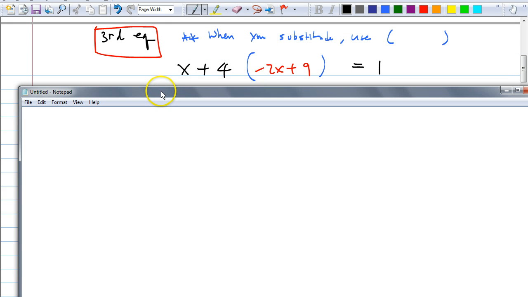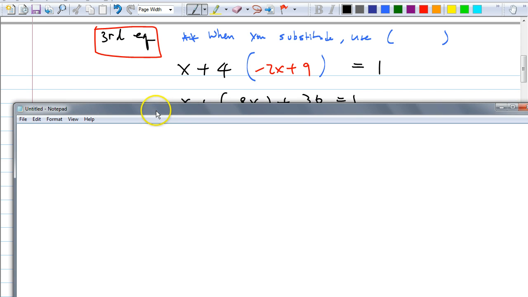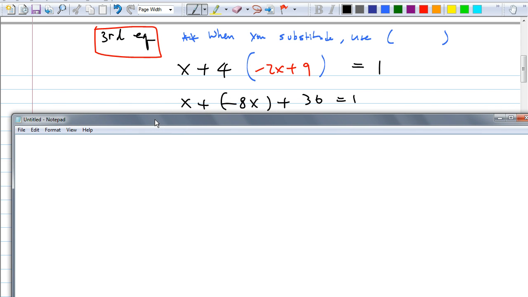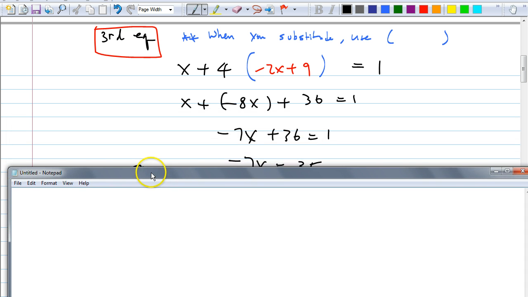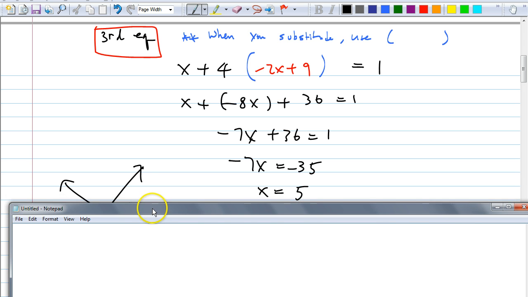So what should I do here? Savannah, how should I find x? Exactly, I distribute the 4, so solve for x. Then did you all get x plus negative 8x plus 36 equals 1? And when you solve, how many people got 5 as the x? Good, good. We're done, right?